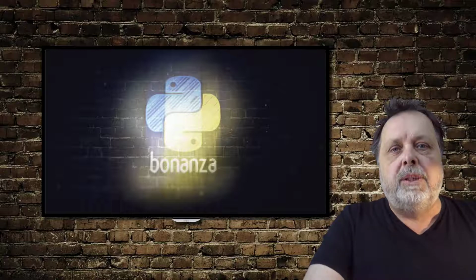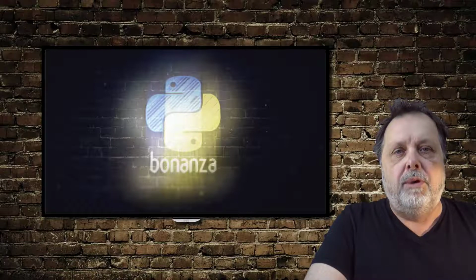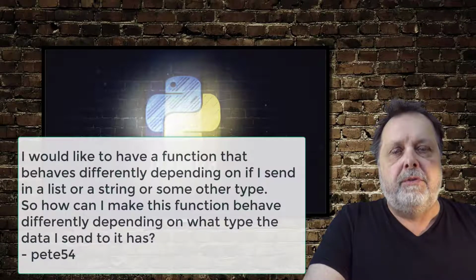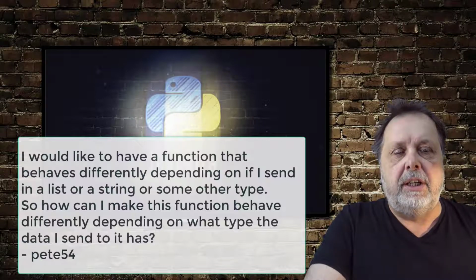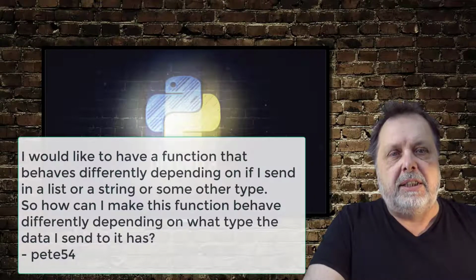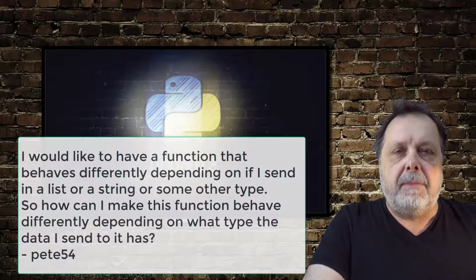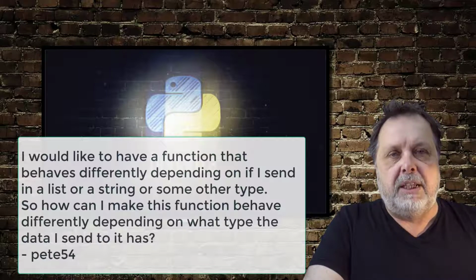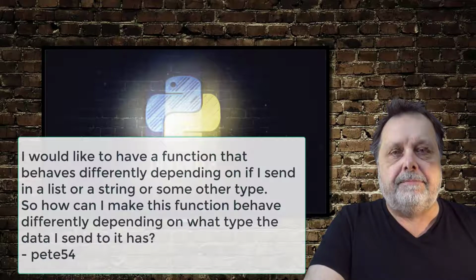Yes, so we got a question from Pete54 who said, I would like to have a function that behaves differently depending if I send in a list or a string or some other type. So how can I make this function behave differently depending on what type the data I sent to it has?